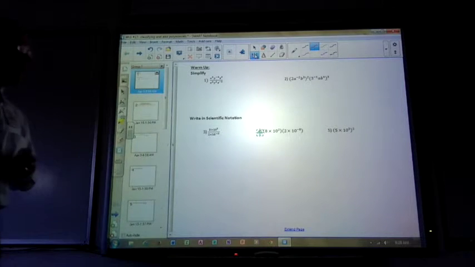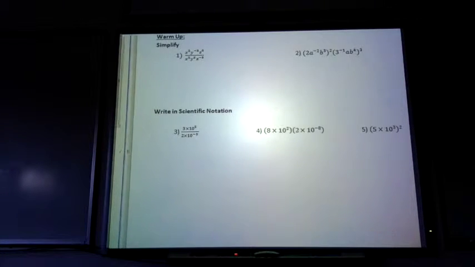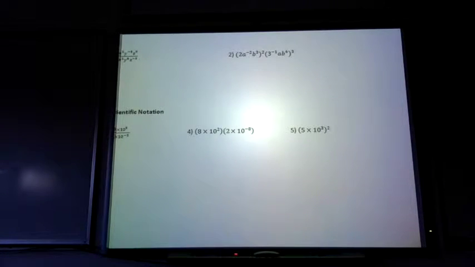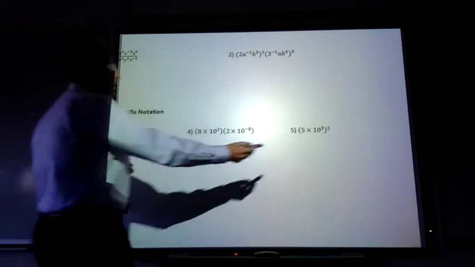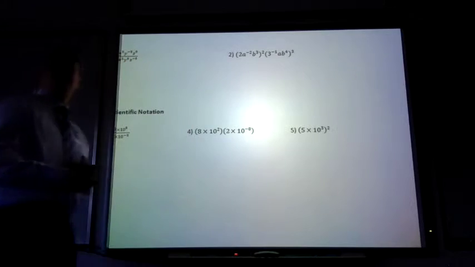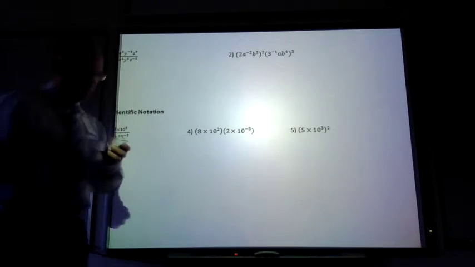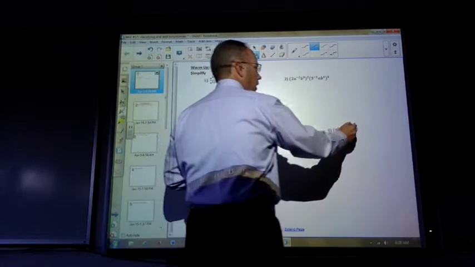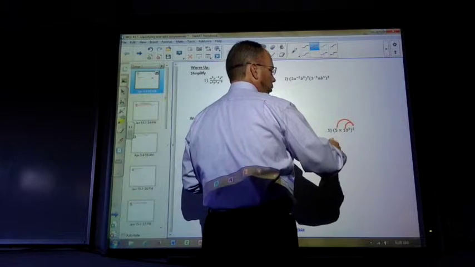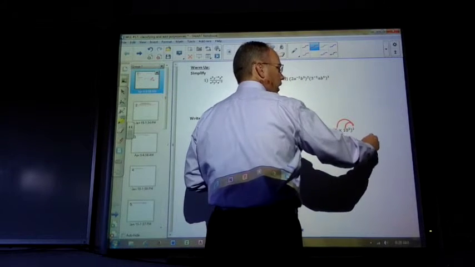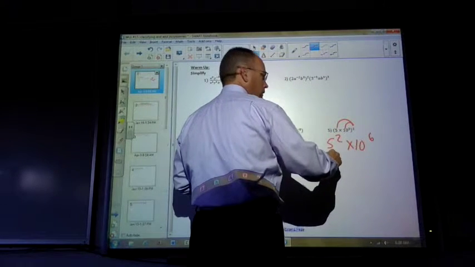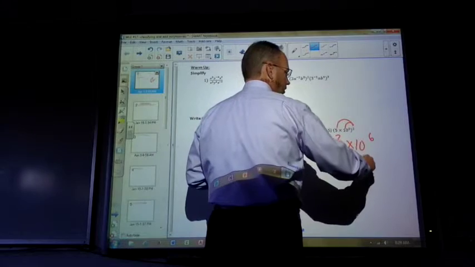All right, problem number 5. I have 5 times 10 to the third in parentheses squared. What happens to the squared on the outside? Angelo, what happens to that 2 on the outside of number 5? What does that do? Distributes. Good. It distributes to here and to here. So I get 5 squared times 10 to the 6. 5 squared is what? 25 times 10 to the 6.